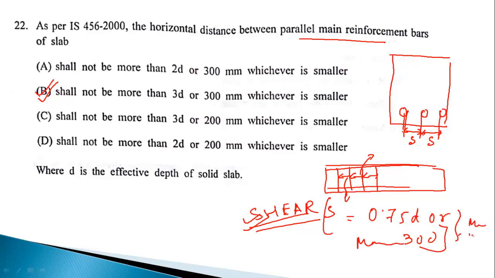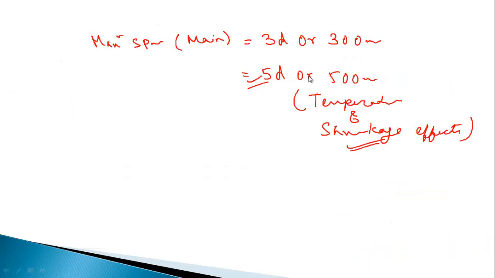It's the minimum of these two, so the minimum of these two is the maximum spacing. Okay, that's only for shear, but since we are given the main reinforcement, our answer will be 3D or 300 mm.